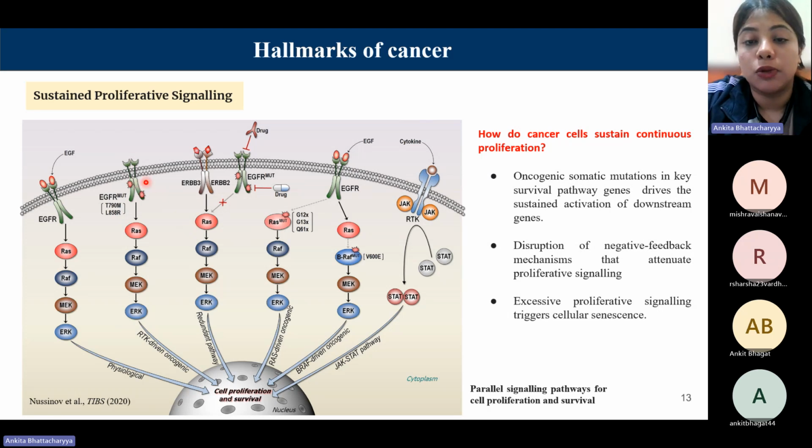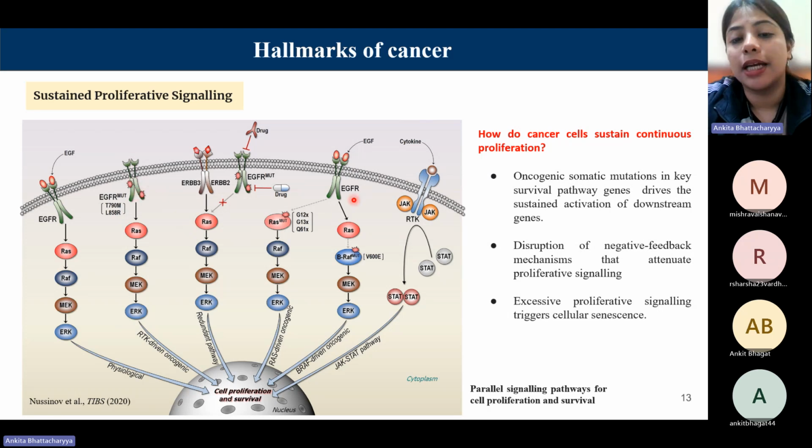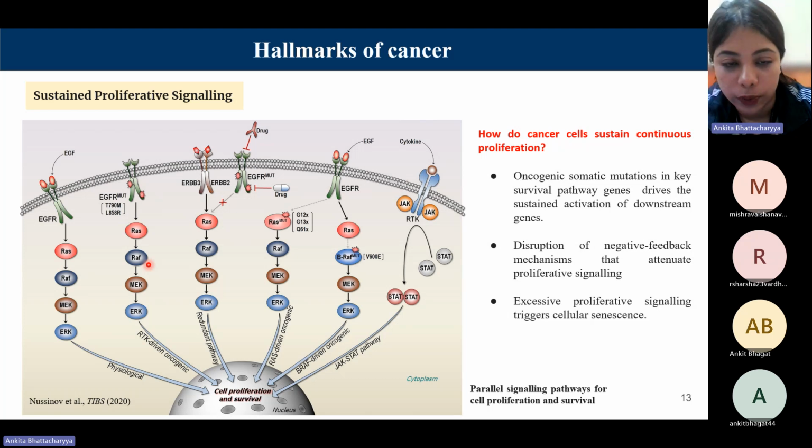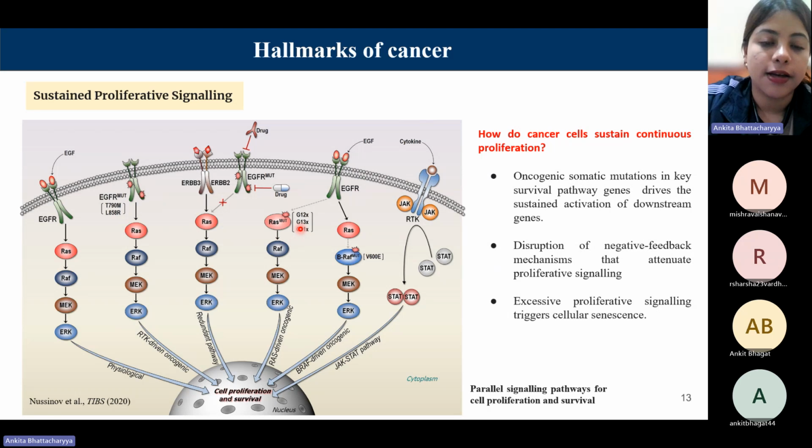So here I talked about a mutation in the receptor. There can also be a mutation within the downstream pathway genes. So if you are not familiar with the genes of the pathway, don't worry. Just look at their names for now. We'll go into details about this in the next class.